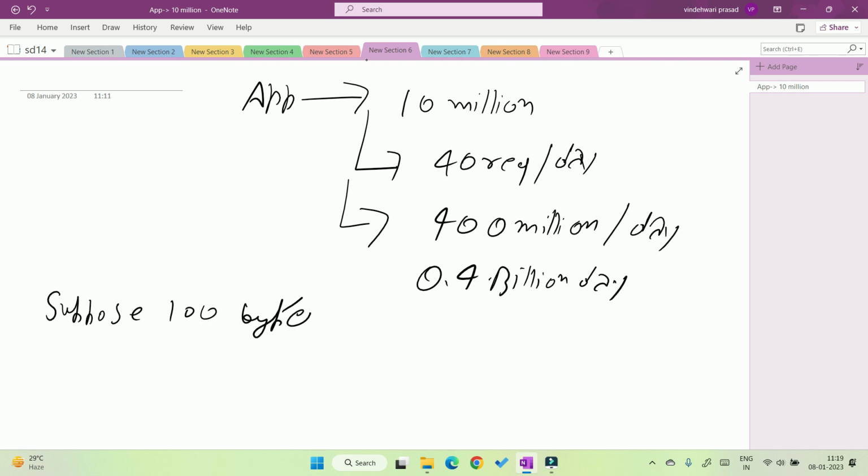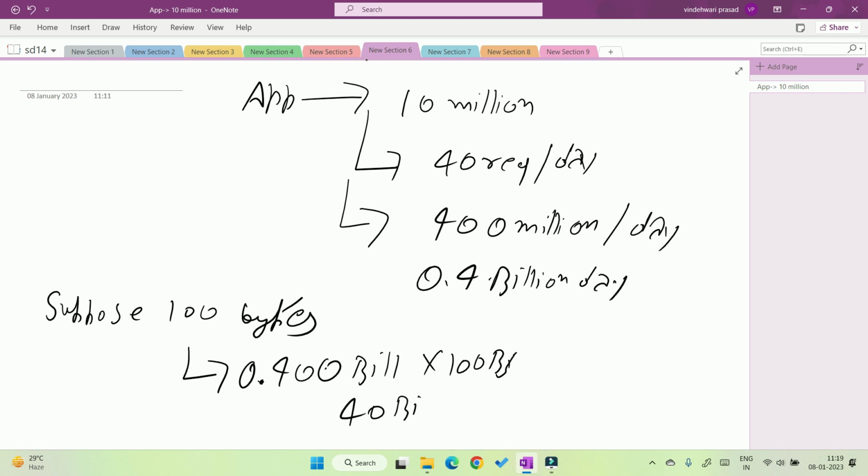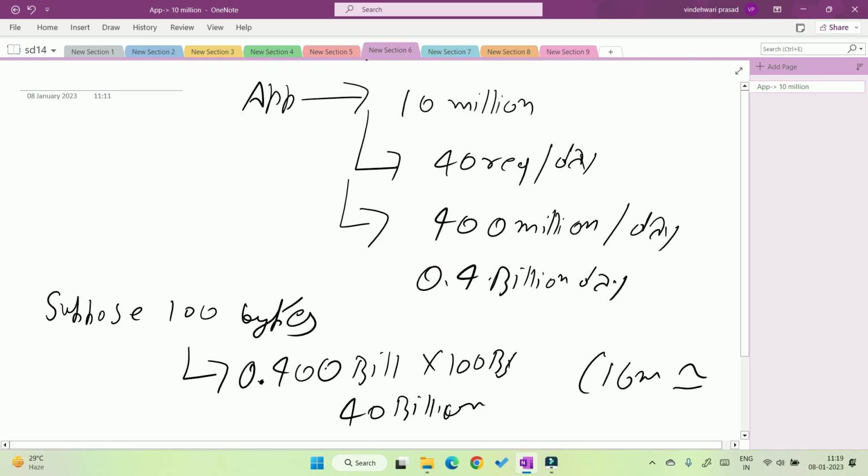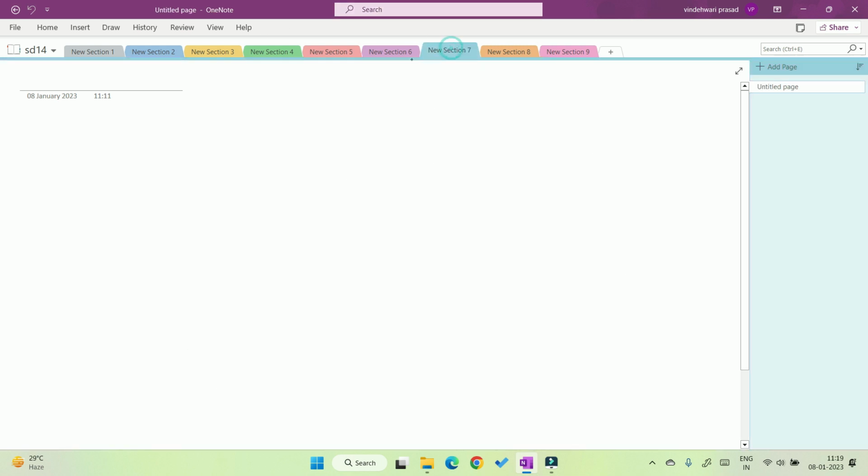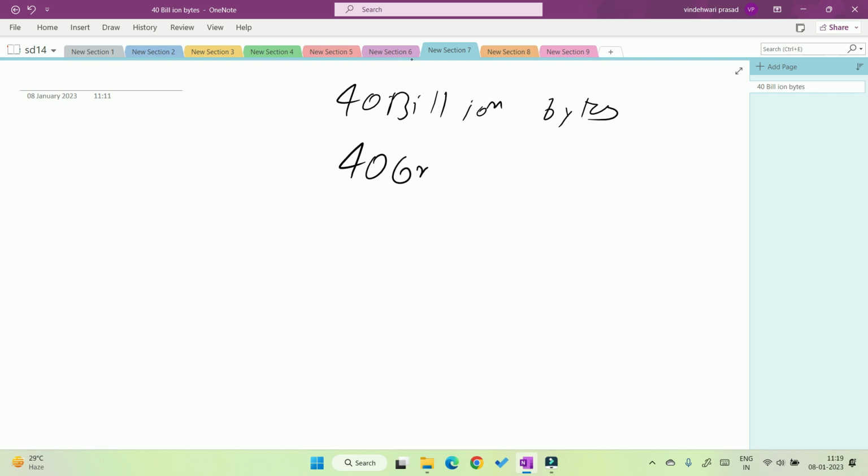Okay, so what will happen? The size of total requests is 0.4 billion into 100 bytes. That is 40 billion bytes. And 1 GB is approximately equal to 1 billion bytes. So there are 40 billion bytes, that is equal to 40 GB per day of requests. Okay, so what is the throughput of this system?